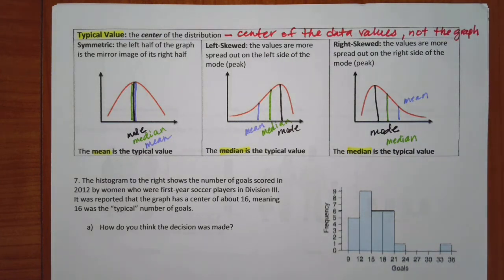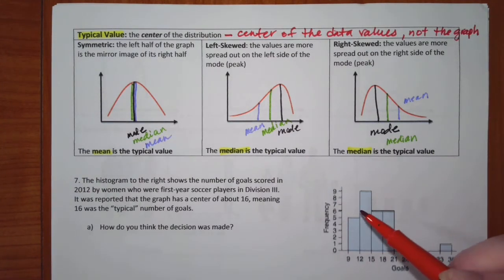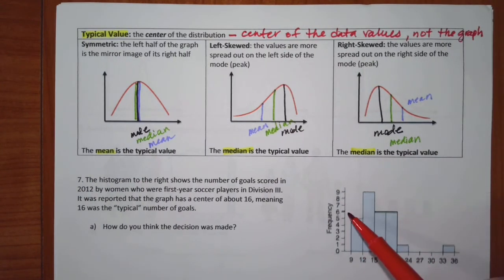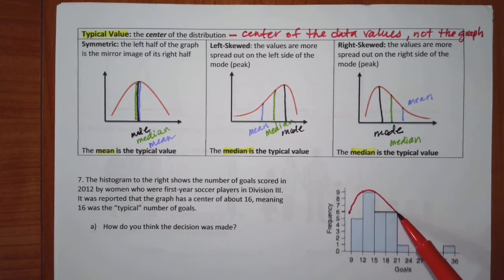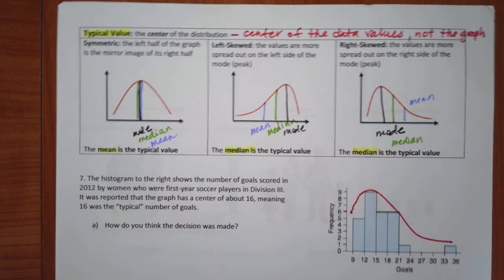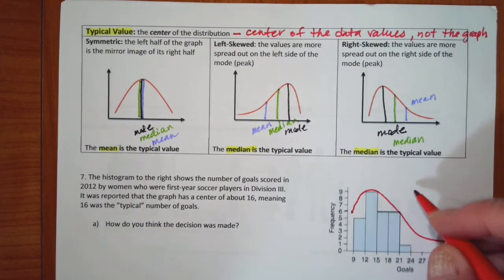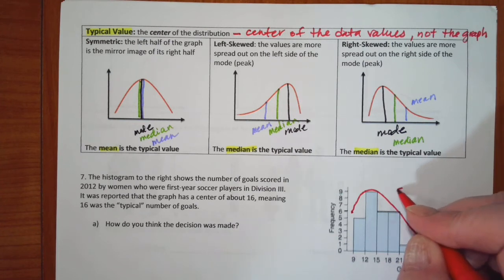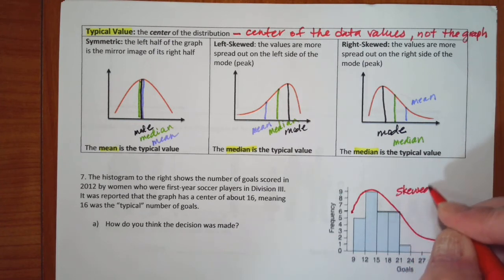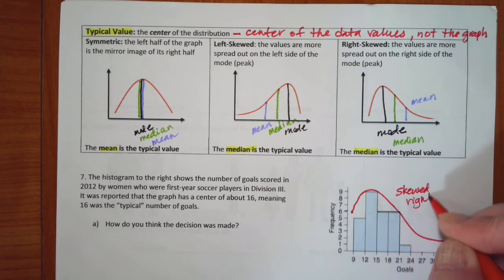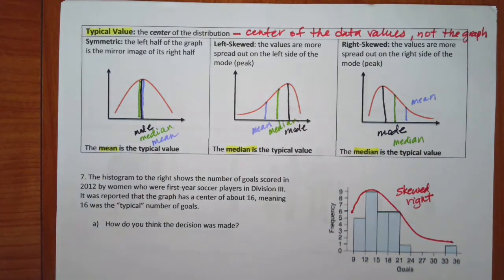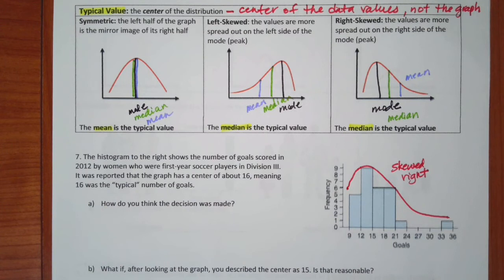Okay, so let's do just a really brief curve and see what we've got going on here. So I have got this coming up, and then down like this. So this is going to be skewed right. Now I'm going to go into some detail here about why 16 is the typical number of goals.